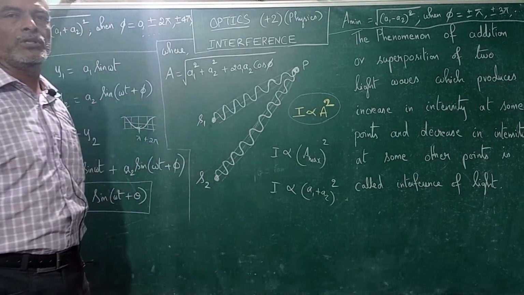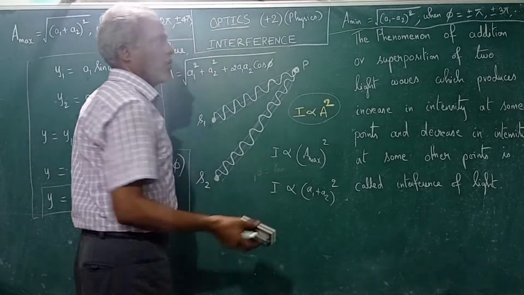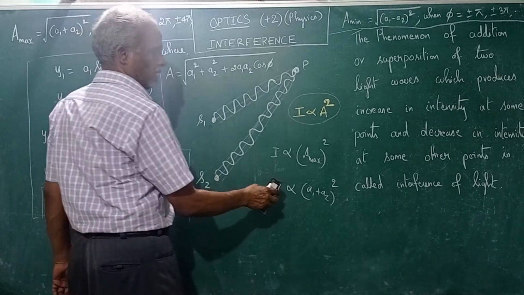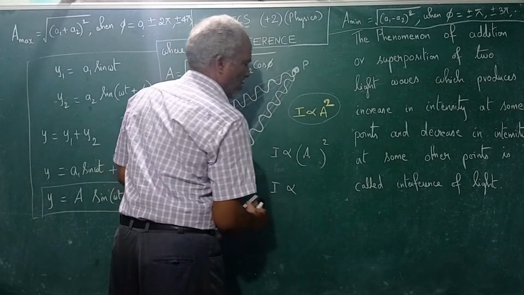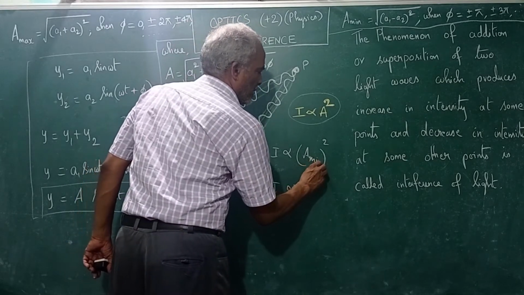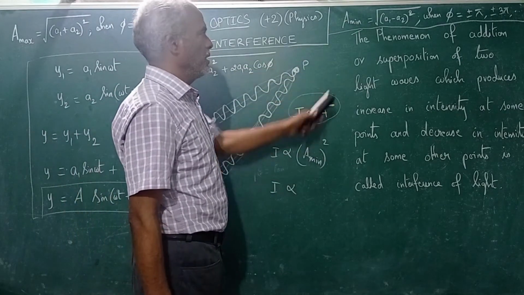This is for amplitude maximum, intensity maximum. Okay. Now we want destructive interference. So in that case also you apply A min. A minimum. The intensity will be minimum. Where? In this condition. So A minimum square.